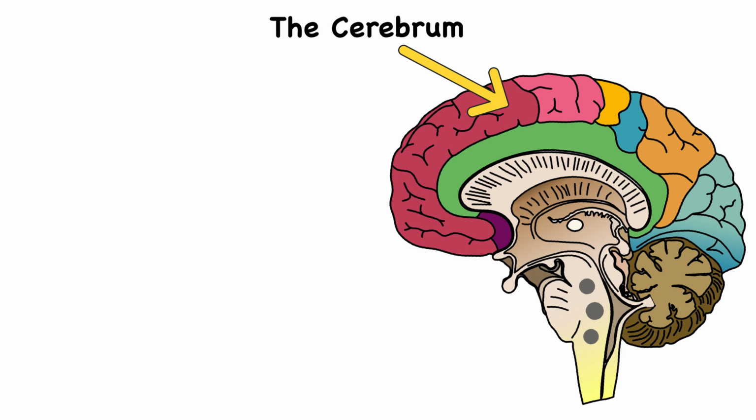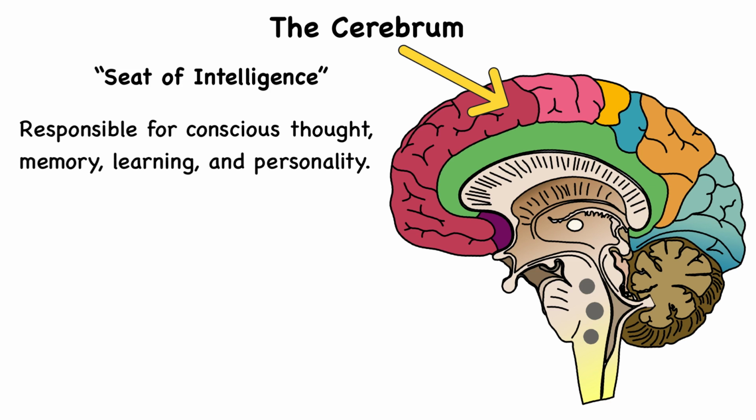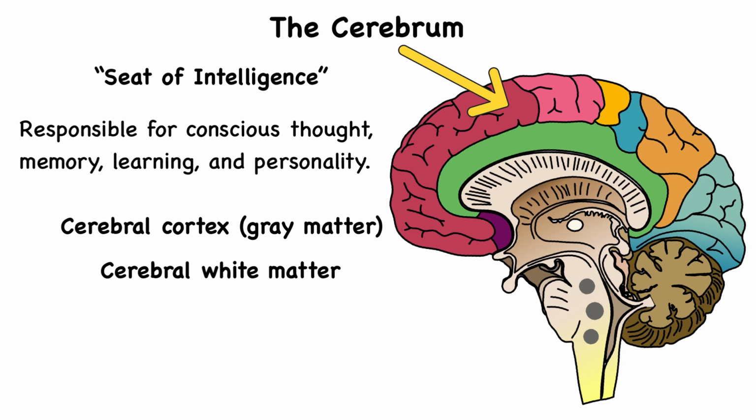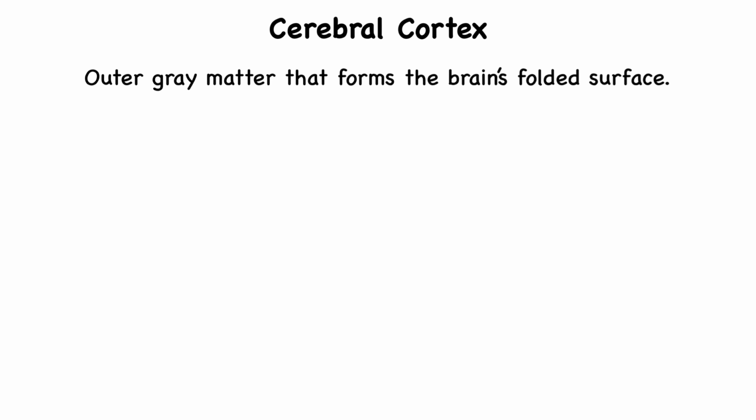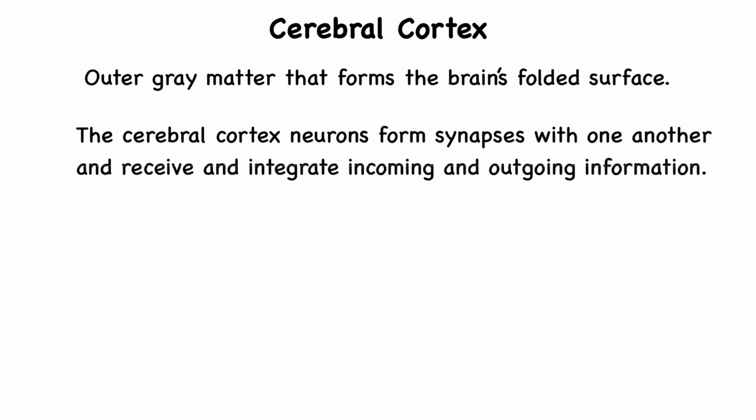The cerebrum is the seat of intelligence and the largest part of the brain. It is responsible for conscious thought, memory, learning, and personality. It consists of the cerebral cortex, which is gray matter, an inner region of cerebral white matter, and deep gray matter nuclei. The cerebral cortex is the outer gray matter that forms the brain's folded surface. The cerebral cortex neurons form synapses with one another and receive and integrate incoming and outgoing information.